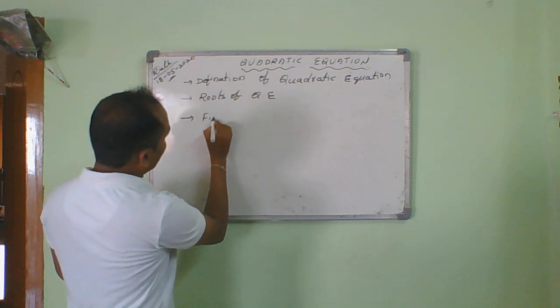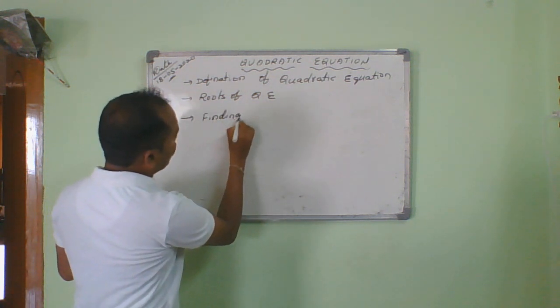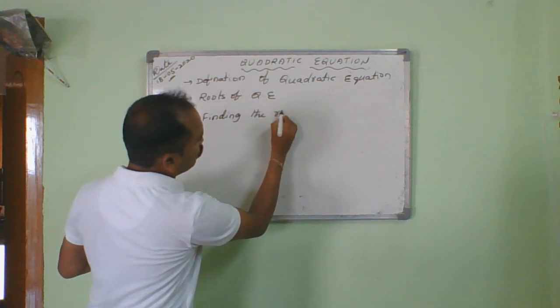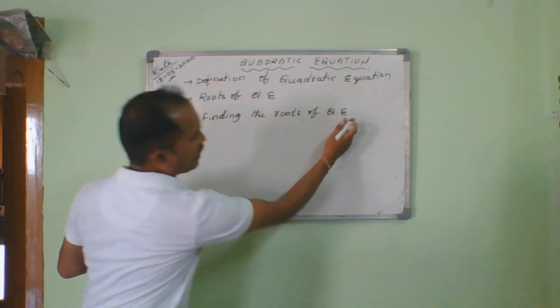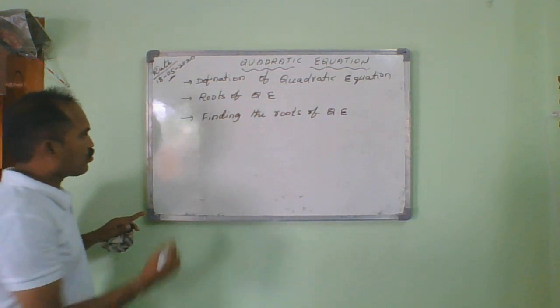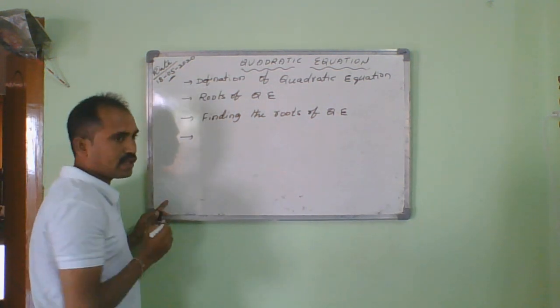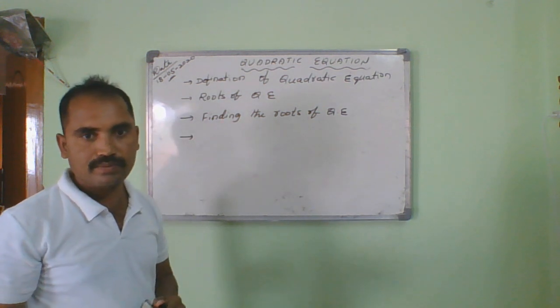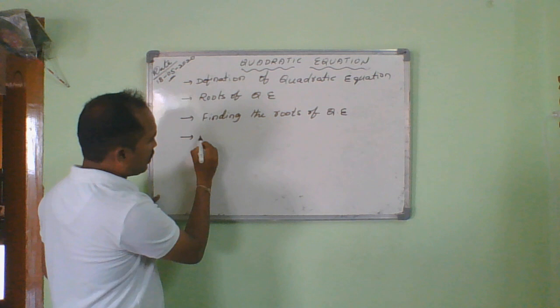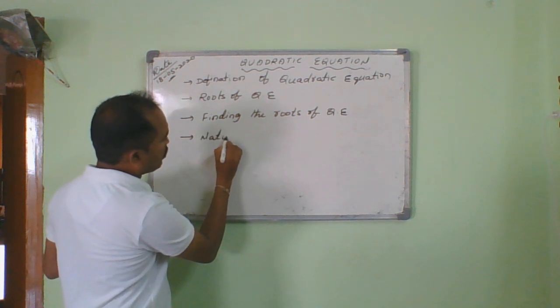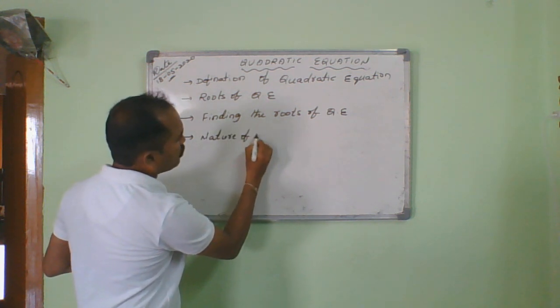So finding the roots of quadratic equation. Next one is that after finding the roots, you need to make the relation, right? So what is that? The nature of roots.